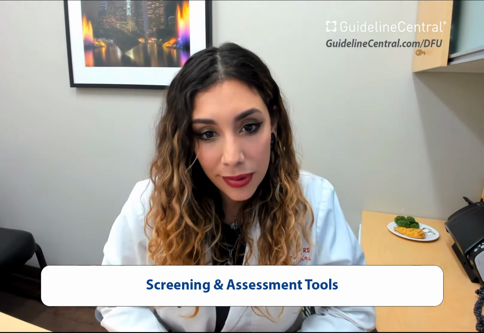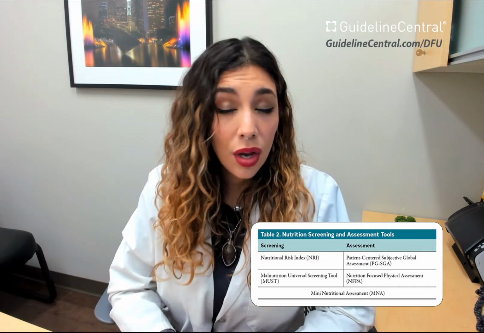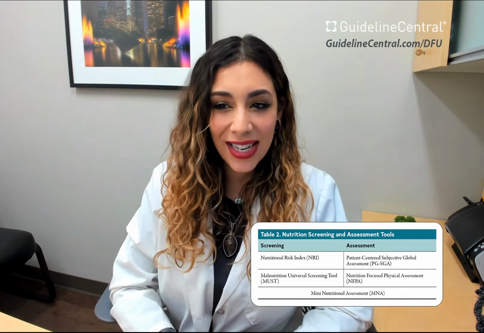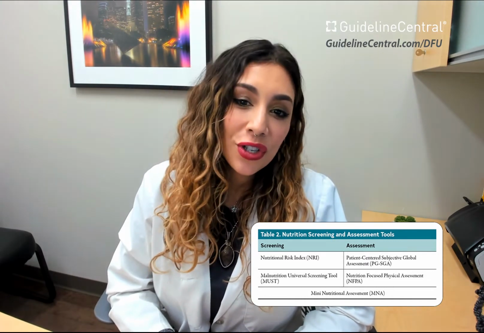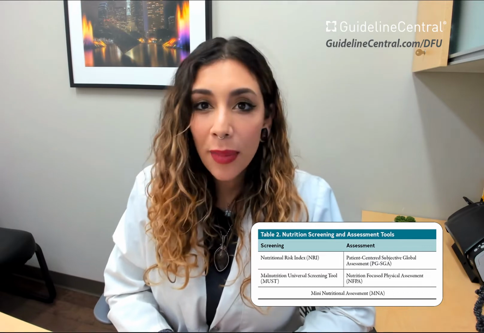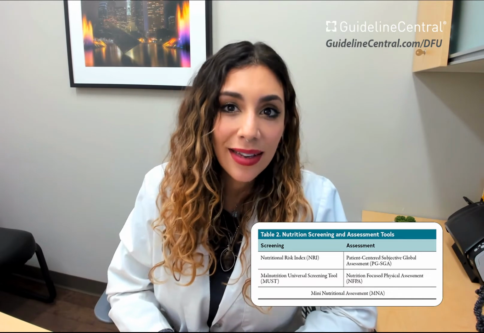Screening and assessment tools. There are a variety of clinically validated nutrition screening and assessment tools. The typical ones that we use that are most popular and very common, for screening, include the Nutritional Risk Index, known as the NRI, and the Malnutrition Universal Screening Tool, known as the MUST. For assessments, there are the Patient-Generated Subjective Global Assessment, known as the PG-SGA, and the Nutrition Focused Physical Assessment, NFPA. The NFPA is typically practiced mainly by registered dietitians, most of the time in inpatient settings, but can also be practiced in outpatient settings depending on the time allotted with the patient.